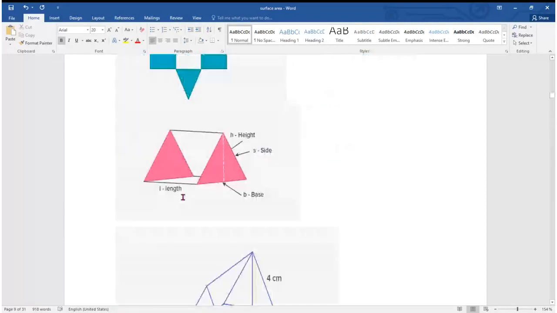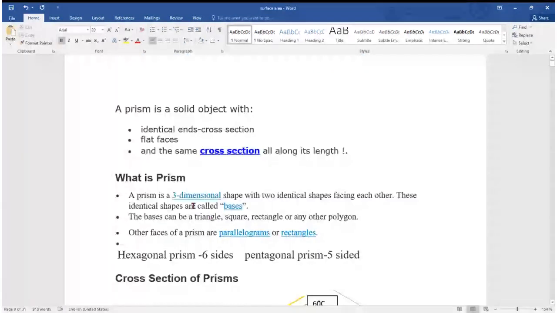Now I'm going to take you to another solid. Solid number 2 is called a prism. There are 2 definitions of a prism that you can see here. Let me take this second one. It's a 3-dimensional shape with 2 identical shapes facing each other, and that's why you can see they were saying that a cylinder fits that description. These identical shapes are called the bases. A base can be triangular, square, rectangle, or any other polygon. A polygon is a many-sided figure. The other faces can be parallelograms or rectangles.